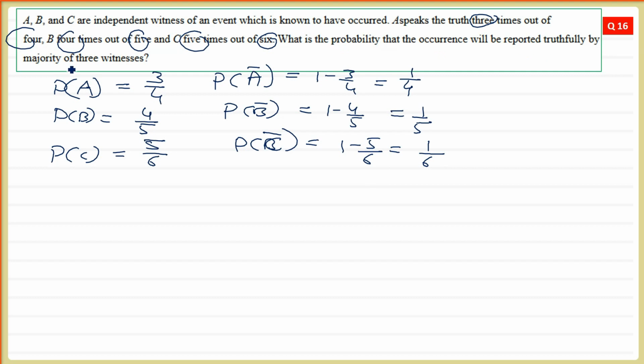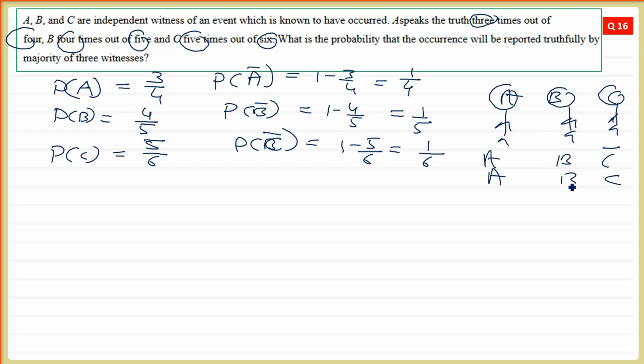So what is the probability that the occurrence will be reported truthfully by a majority of 3 witnesses? There are 3 of them, A, B and C. In these 3, majority means either A and B say the truth, C doesn't, or A and C say the truth, B doesn't, or A does not speak the truth, B and C say the truth. A lies, B and C say the truth. Now these are 3 cases which we understood. But one more thing is all of them are saying the truth. When they all say the truth, this is also majority.